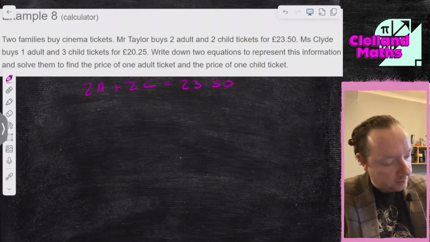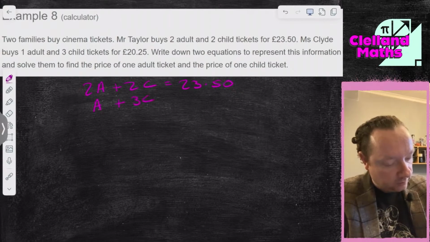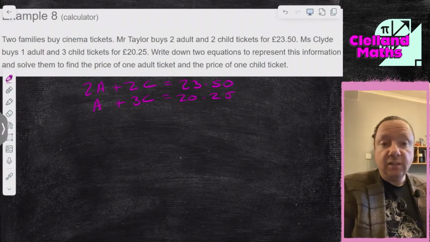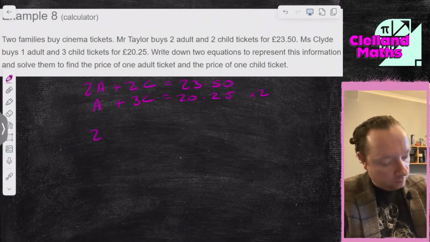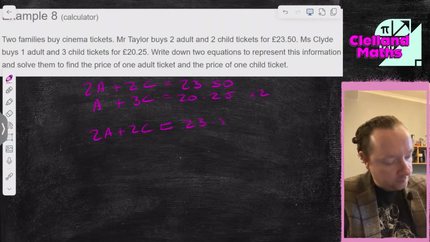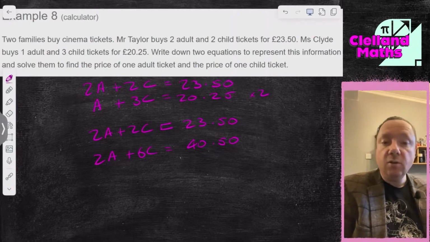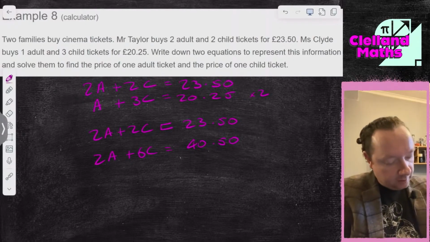And we can use a calculator, it says. And 1 adult, that's A, plus 3 children, that's 3C, is £20.25. So we want to make the A's the same. Well, it's easy to make the A's the same in this case, by timesing the bottom by 2. So I've got 2A plus 2C equals £23.50. And then we've got 2A again plus 6C equals £40.50.